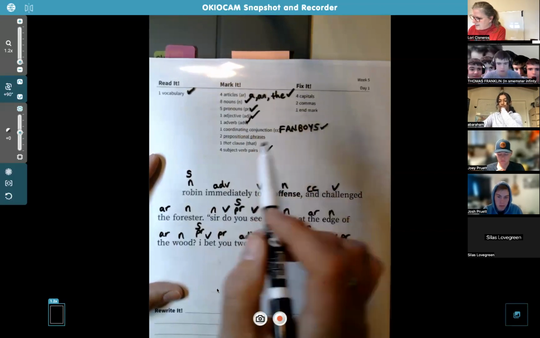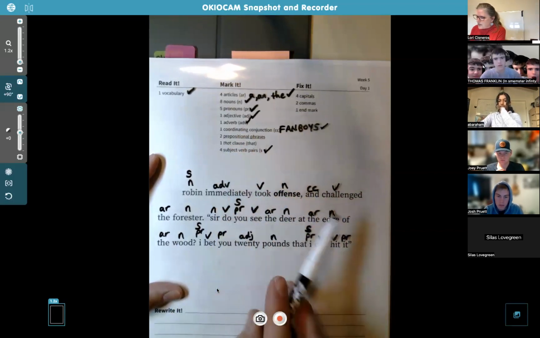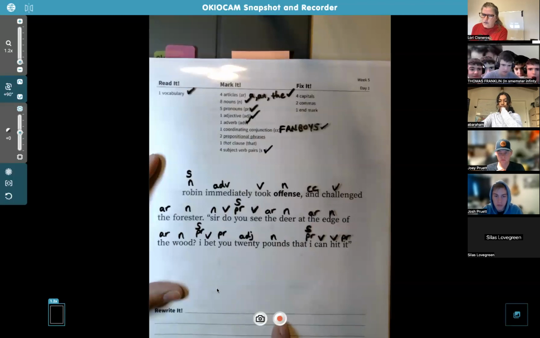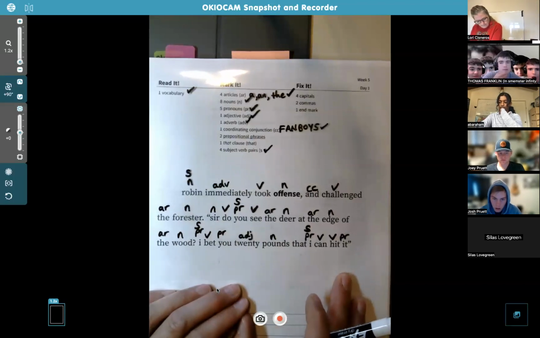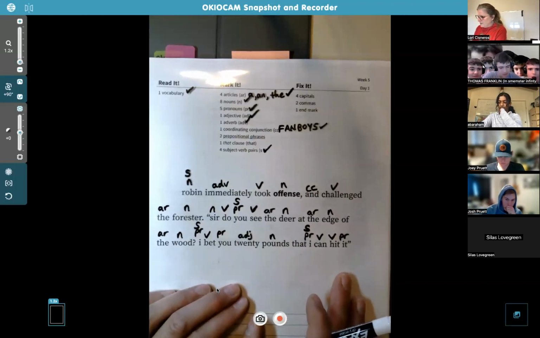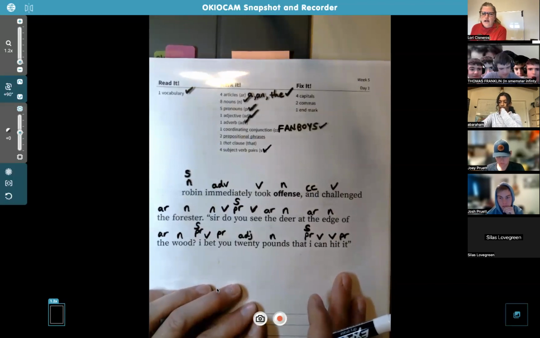So we got that. Two prepositional phrases. So it's going to start with a preposition. It's going to be a word that's not labeled yet. So there's only two prepositional phrases. Joey, can you find one of the prepositional phrases? Look for a word that's not labeled yet and see if it's a preposition.